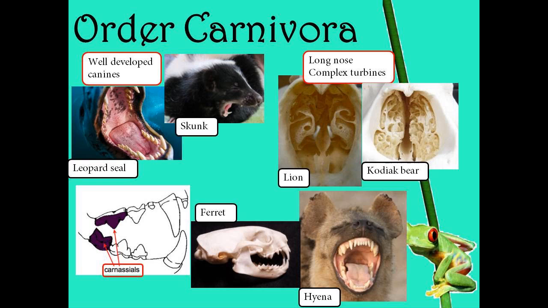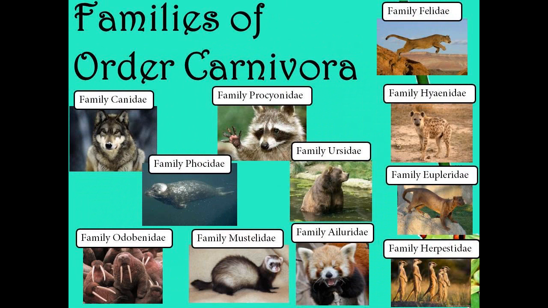So these are the things that all of the animals we talk about from here on out will be in the order Carnivora, and they will all have these three characteristics. So do keep precious creatures organized for... So that F stood for families, and there are different families in the order Carnivora.